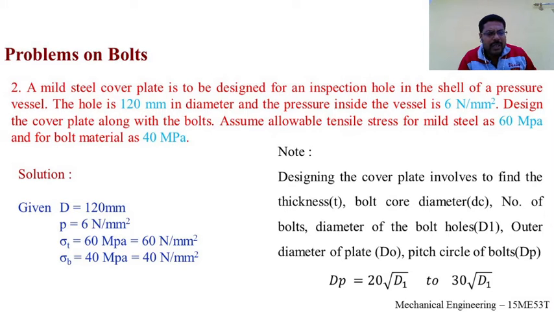Given data: D = 120, where D is the diameter of the hole, 120 mm. Pressure p = 6 Newton per mm square. Sigma t = 60 megapascal = 60 Newton per mm square. Sigma b = 40 megapascal = 40 Newton per mm square. Okay, this is the given data. So go for finding the solution.